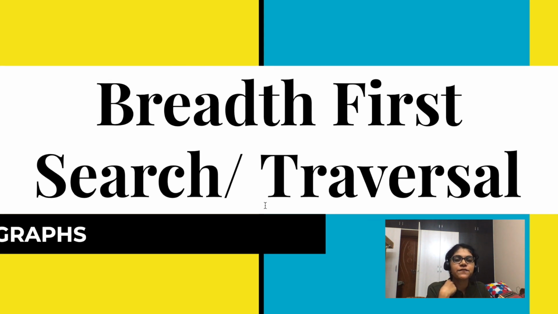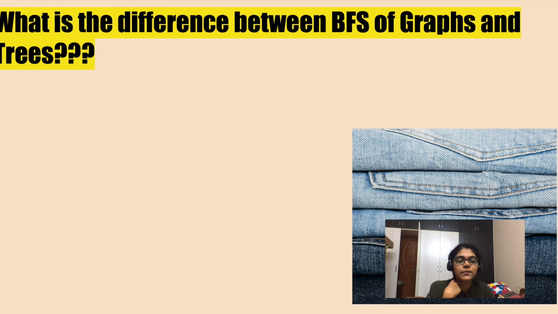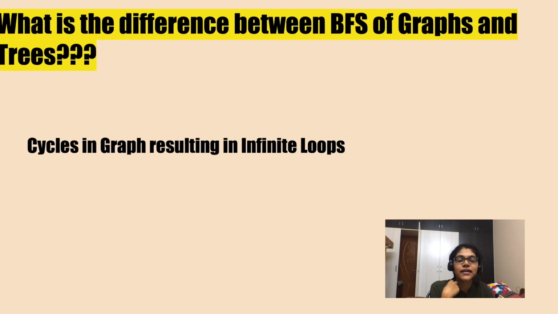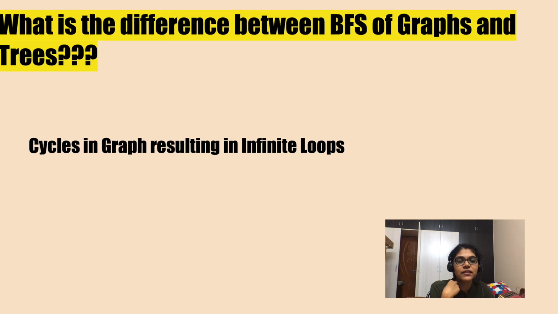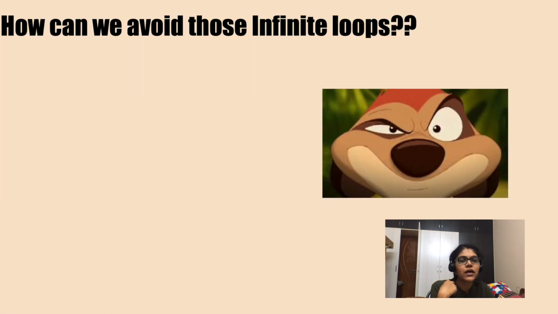So what is the difference between BFS of graphs and trees? Take a moment and think about it. The difference is that a graph as a data structure can have cycles. Those cycles in the graph can result in infinite loops because we keep visiting the same vertex again and again. So how can we avoid these infinite loops?